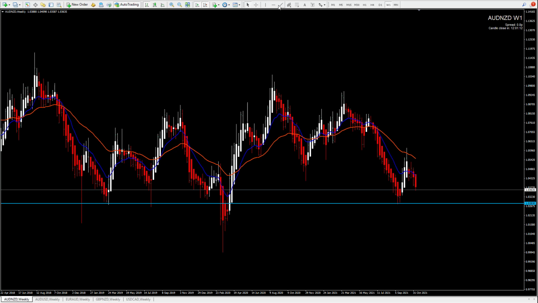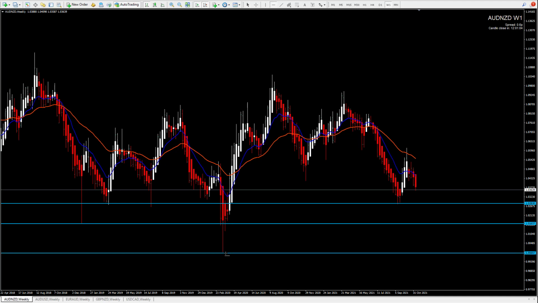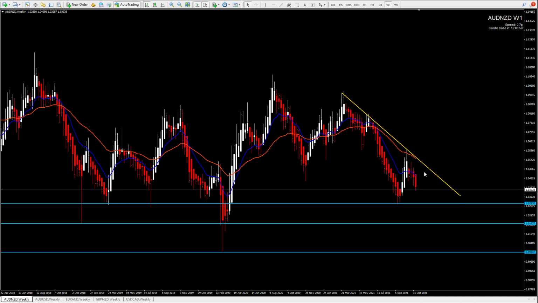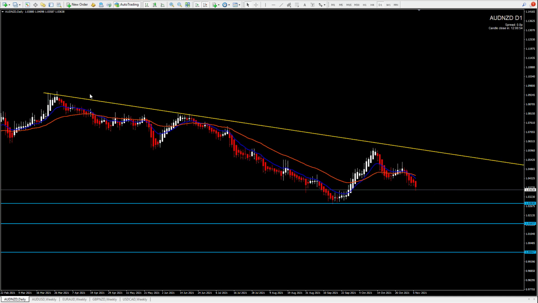to drop, and if this happens we have this previous spike, this is also support, and of course then we have this lowest point. We can also draw a trend line on the weekly chart, so we clearly see that we are in the downtrend and price is pushing down.